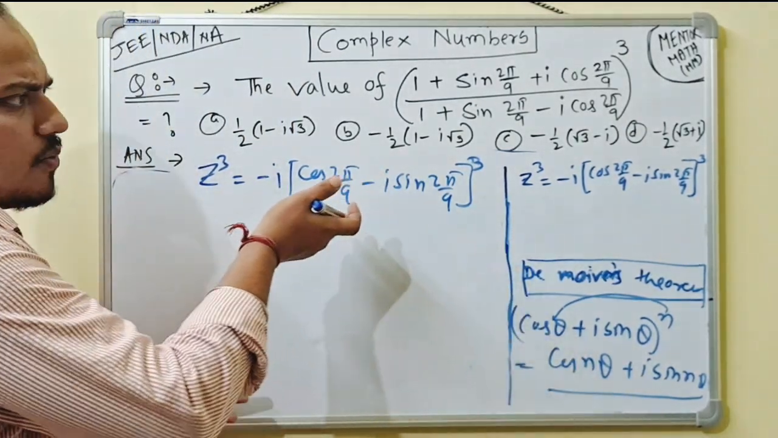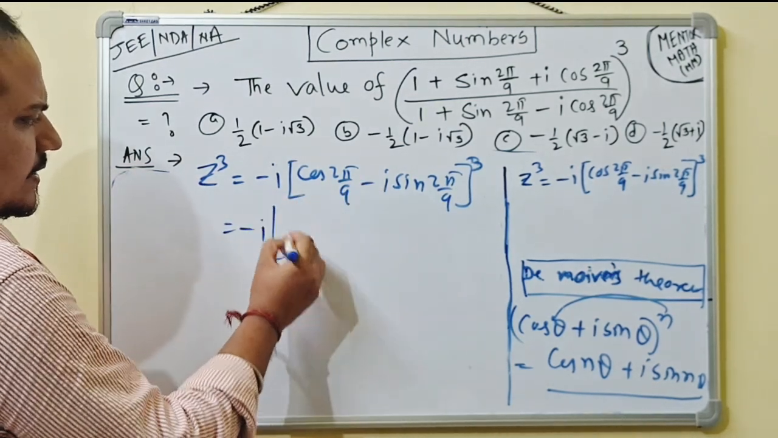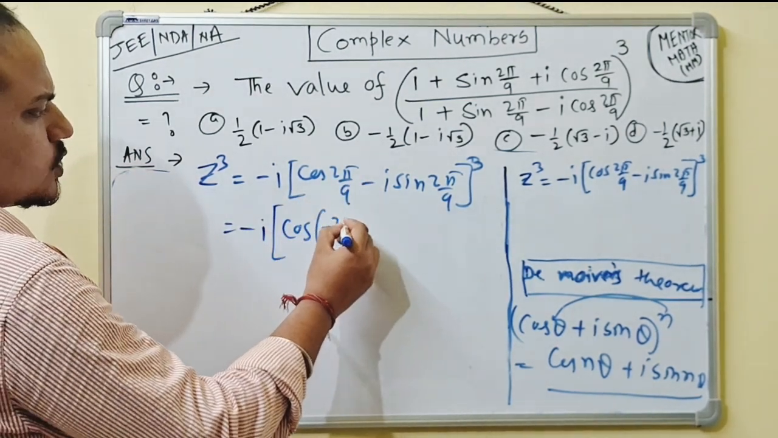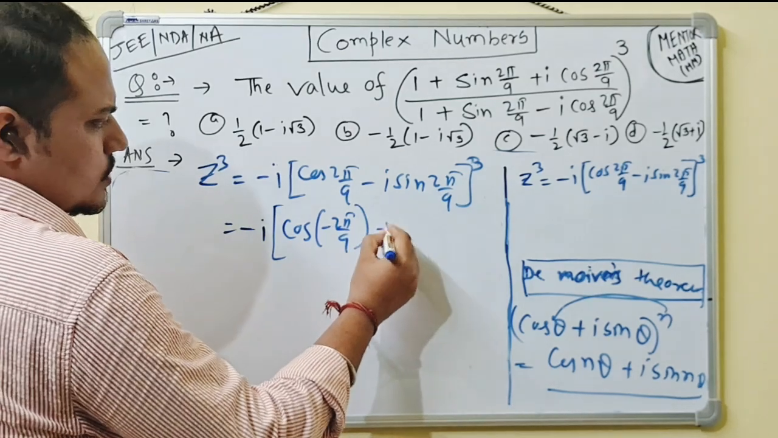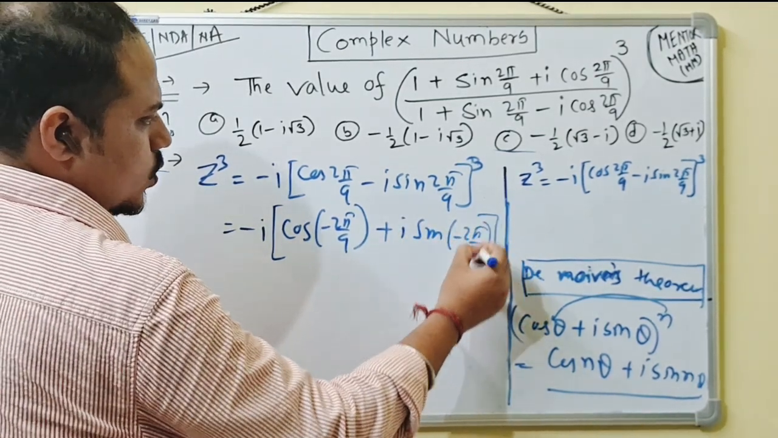Similarly, you can use that form also, because you know that cos minus theta is cos theta. Okay, we can represent it that way also: cos minus 2 pi by 9 plus I sin minus 2 pi by 9, that is your whole cube.